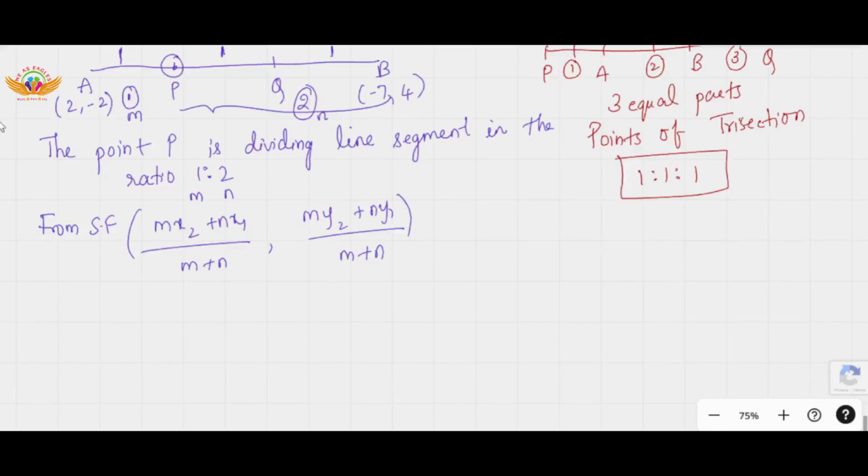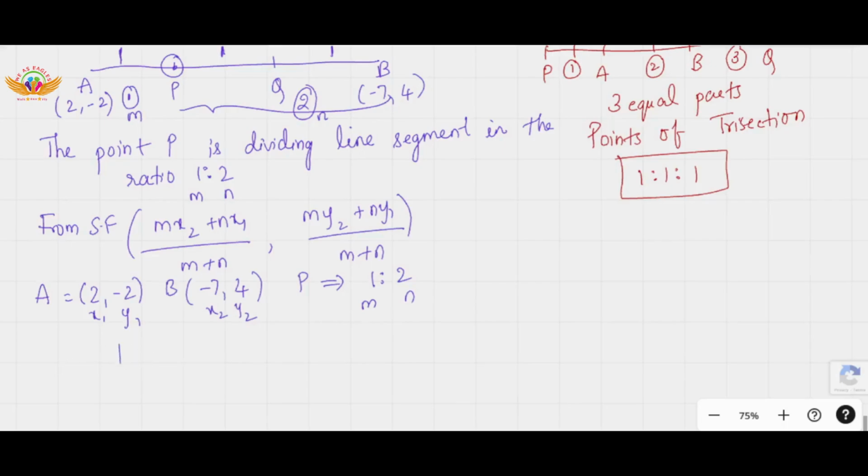So what is x1, y1 here? Write it separately to avoid confusion. Our A point is 2 comma minus 2 and our B point is minus 7 comma 4, and the point P is dividing in the ratio 1 is to 2. So now I am going to find out this point P. This is x1 and y1, this is x2, y2, and this is my m and n.